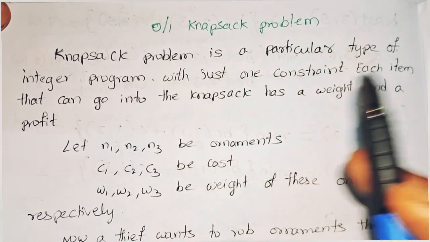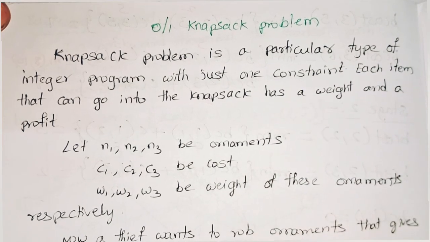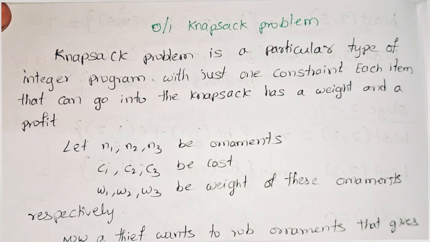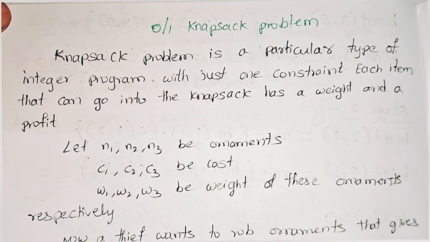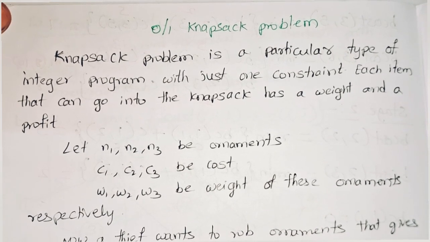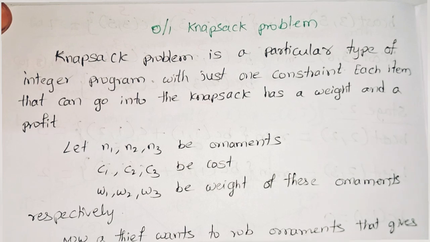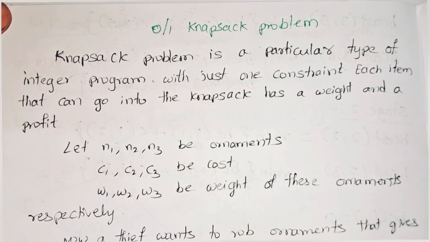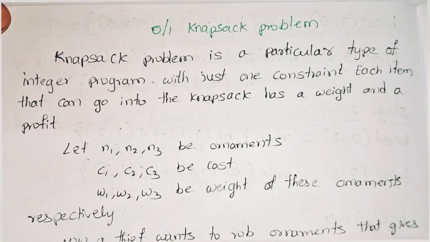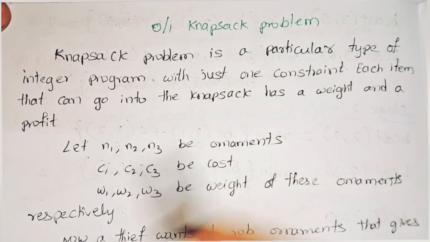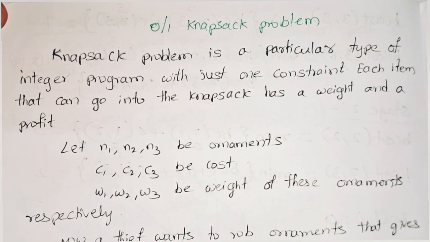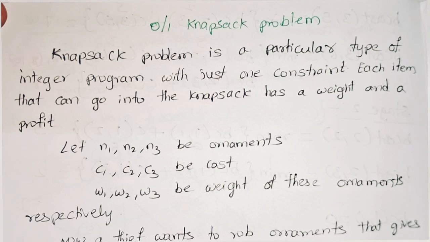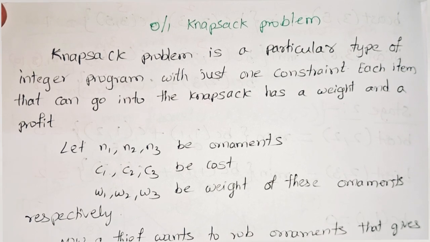In this problem, using the dynamic programming approach, we either keep the item entirely in the bag, or we do not keep the item in the bag. That means we are just leaving the bag empty. The knapsack problem is a particular type of integer program with just one constraint. Each item that can go into the knapsack has a weight and a profit.